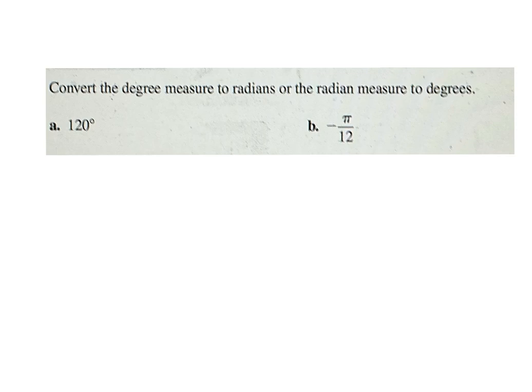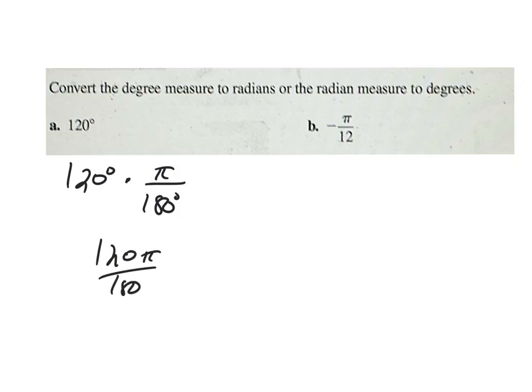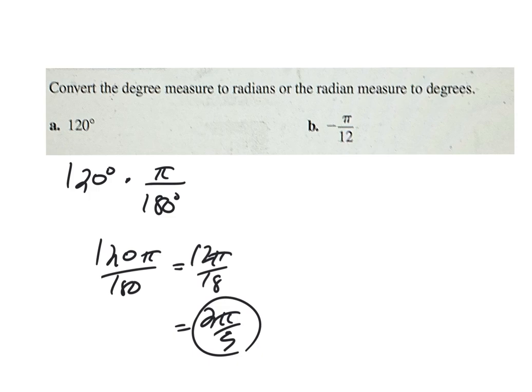All right, the first one says convert the degree measure to radians or the radian measure to degrees. The first one's degrees, 120. I'm sorry about my handwriting today. Here's the way I remember it. Because I need the degrees to cancel, the 180 degrees is going to go on the bottom and the pi is going to go on the top. If I multiply, I get 120 pi over 180. The degree symbol's canceled. That's really 12 over 18 if I forget the zeros, and keep on reducing, that's going to be 2 pi over 3. That's the radians. That's all you do.